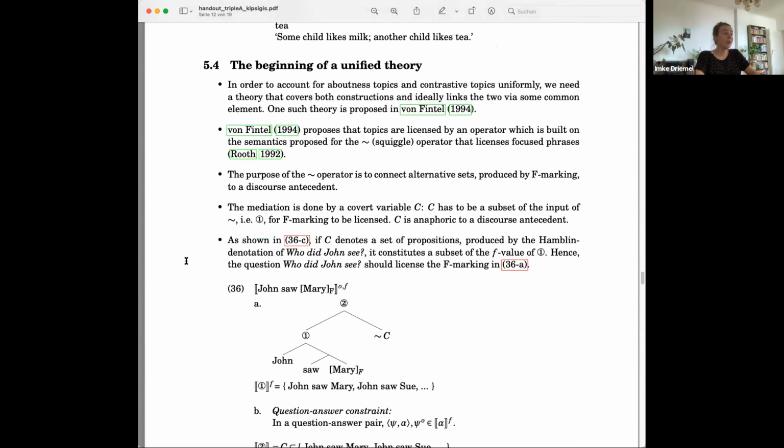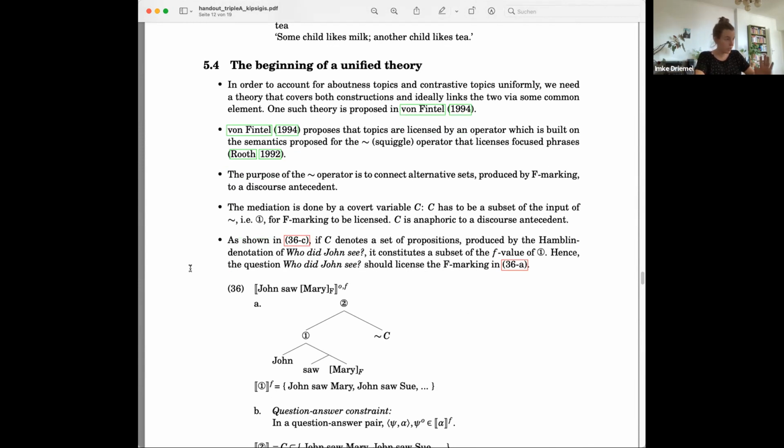Now, in order to account for aboutness topics and contrastive topics uniformly, we need a theory that covers both constructions and ideally links the two via some common element. And actually one such theory is given in von Fintel. We want to run you through the von Fintel analysis and propose in the end that this might be suitable for Kipsigis. So von Fintel proposes that topics are licensed by an operator, which is built on the semantics proposed by the squiggle operator that licenses focus phrases.